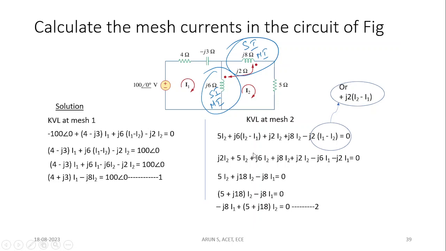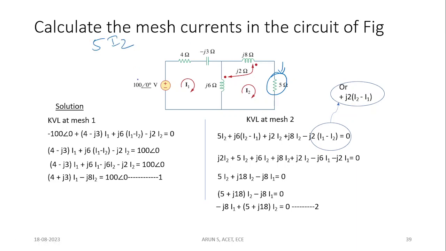Okay, so let us write now. I'll clear all this. Be careful and look at what I am writing. I can start from here. I2 is the current flowing here, so I can start with 5I2. I am applying KVL at loop 2 or mesh 2. So 5I2.